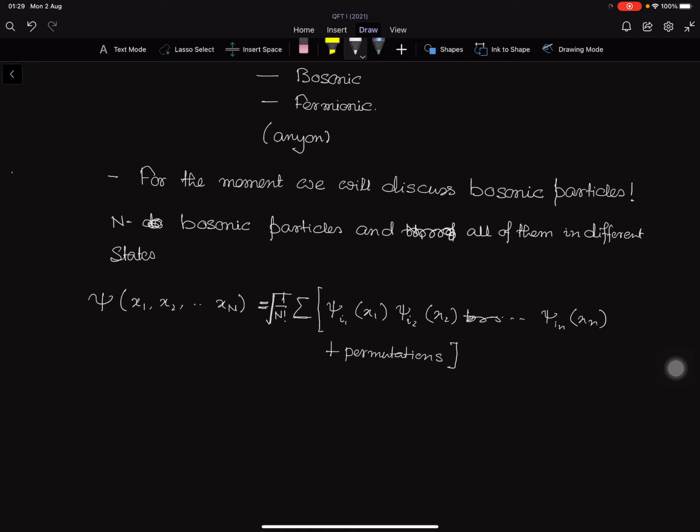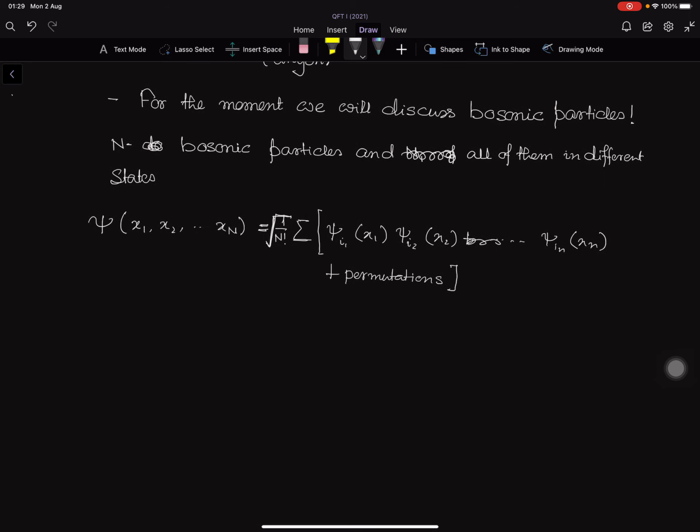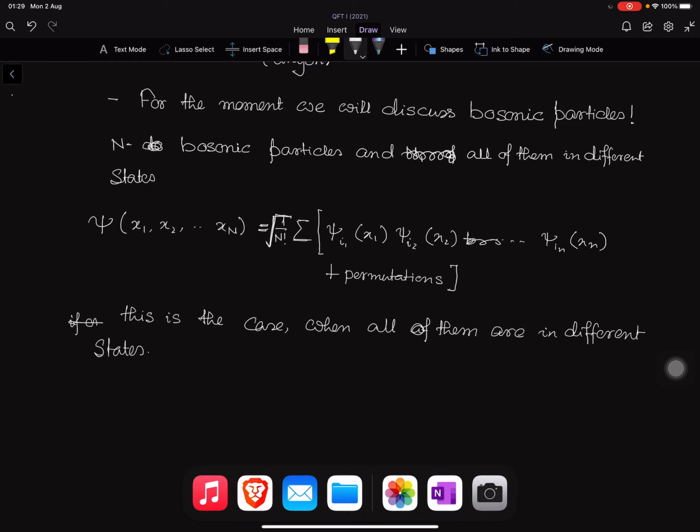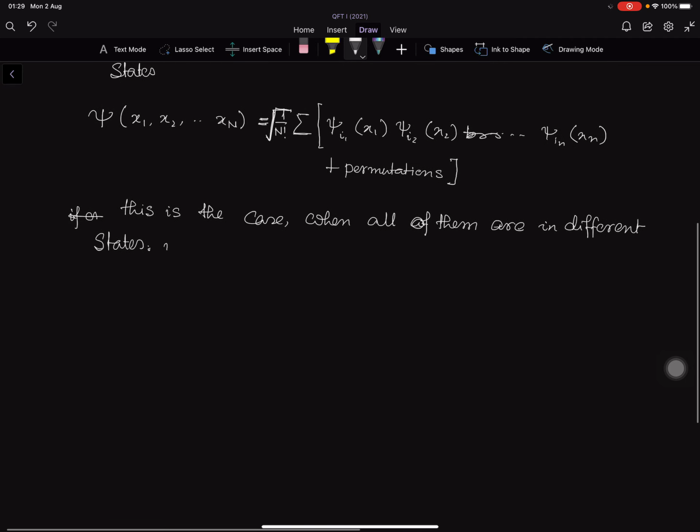Okay, so in this case the wave function is this, and because of normalization I put the square root of 1 over n factorial. This is the case when all of them are in different states. So let's discuss if some of them are in the same state.